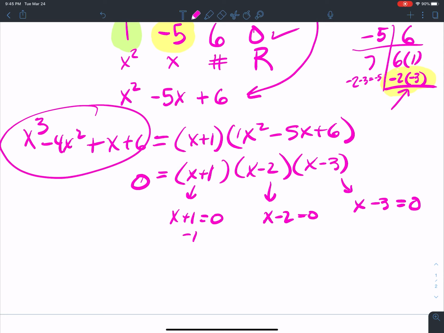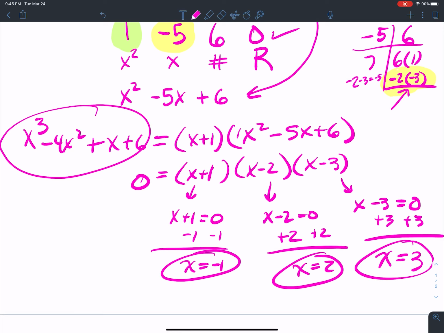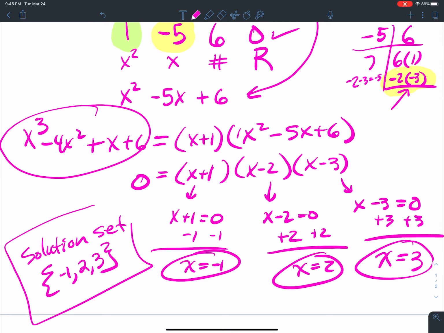So a minus 1, I get x equals negative 1. Add 2, I get x equals 2. Plus 3, and x equals 3. So my solutions are negative 1. So the solution set is negative 1, 2, and 3. And that's it. Okay, no big deal. All right.